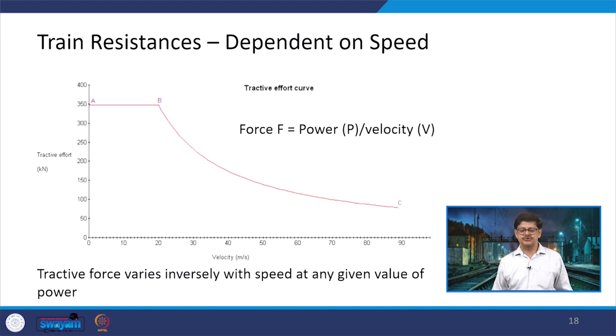Here this graph shows what happens to the force as the speed increases. The tractive effort, up to a certain level, as you can see here, say roughly around 20 meters per second, remains constant, and after that it starts reducing exponentially.